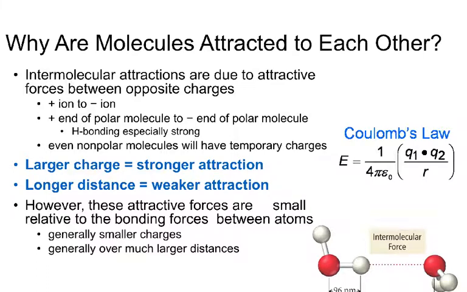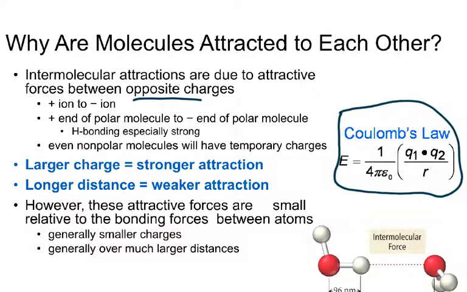Now, why do these attractive forces exist? The reason is attractive forces between opposite charges. Coulomb's law describes how charges are attracted to each other, and basically the closer they are, the more attraction there is. The positive end of a polar molecule to the negative end of a polar molecule is going to be an attraction. Positive ion to negative ion is an attraction, and then we'll also talk about temporary charges in nonpolar molecules.